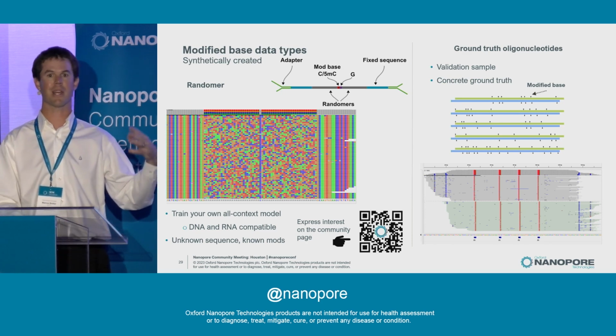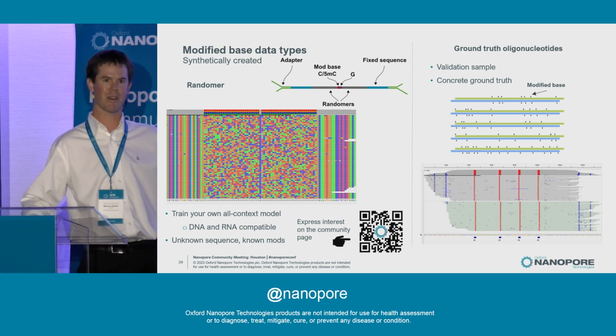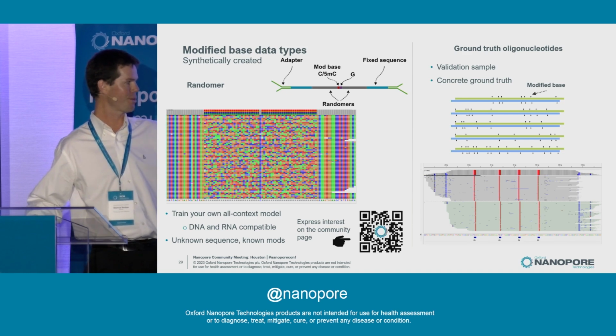I'm going to be showing a lot of accuracy metrics. Our accuracy metrics are per-read, per-site calls on printed validation strands. So there's no fancy statistics or anything. You just take what you see in the bottom there.